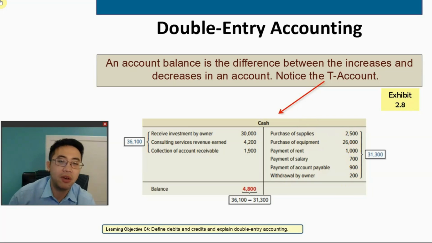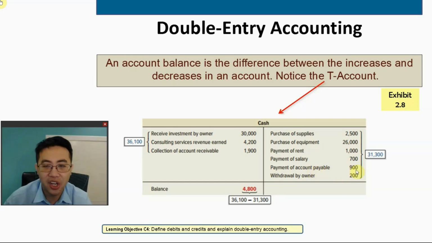And any payment, for example rent, salary, and even withdrawals by owners, these are cash outflows from a company. When cash is going down, when assets go down, that will be recorded as a credit. And when you pay your accounts payable, of course, when you pay cash, that's a credit.